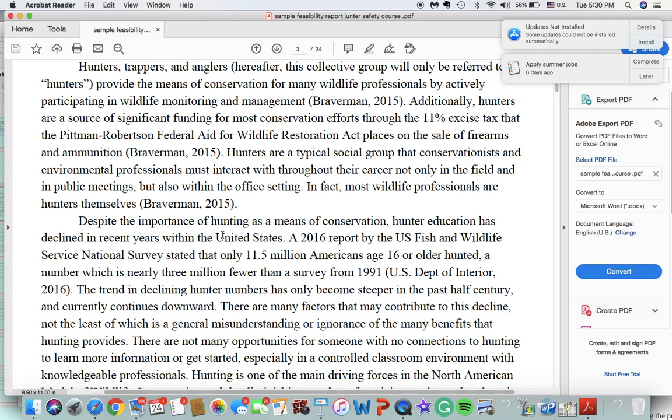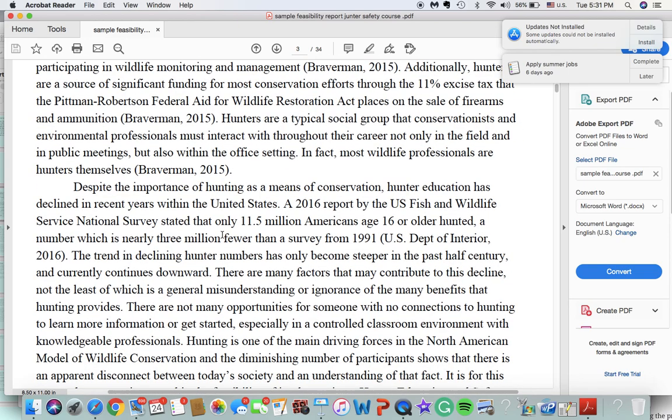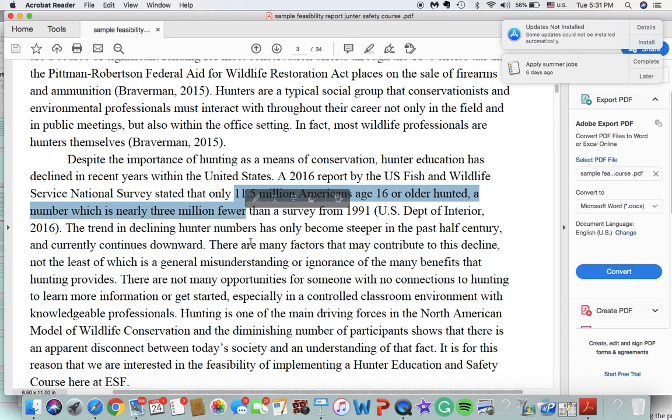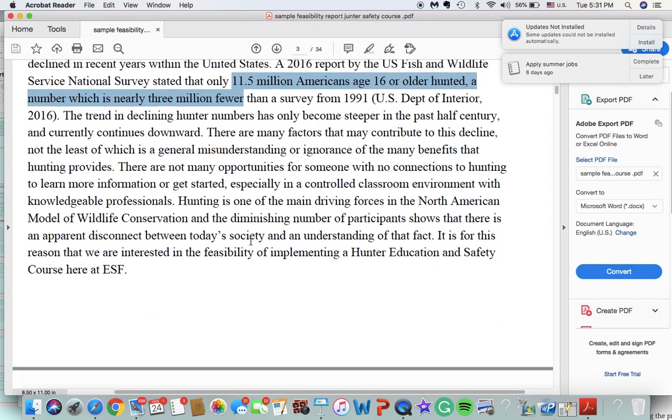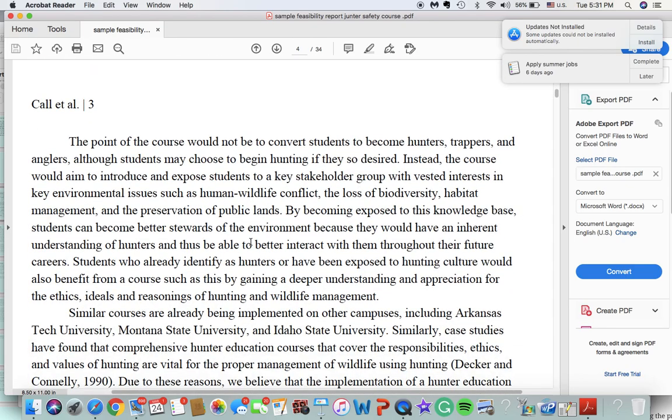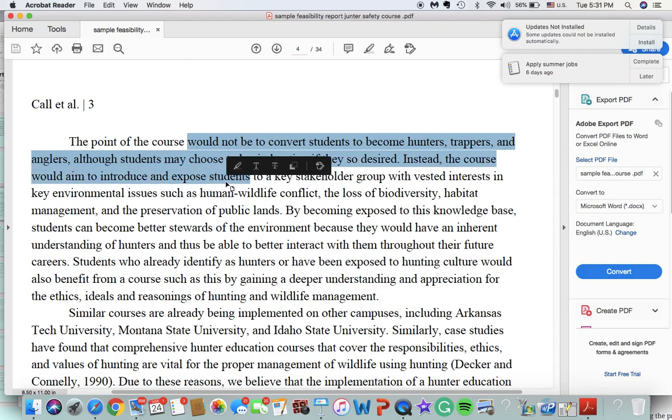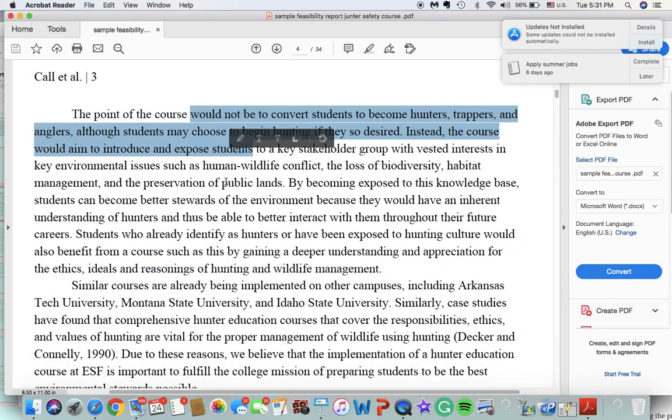Now it gives us some stats, and then a little bit more reporting data from a report that only 11.5 million Americans age 16 or older hunted. Is that a problem? Is it not? They kind of dictate that it is, and they take on caveats or perhaps doubts people would have. It's not to convert students to become hunters. It's to educate and so on.